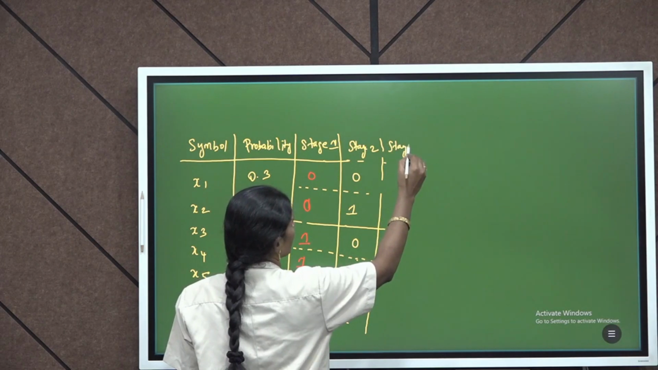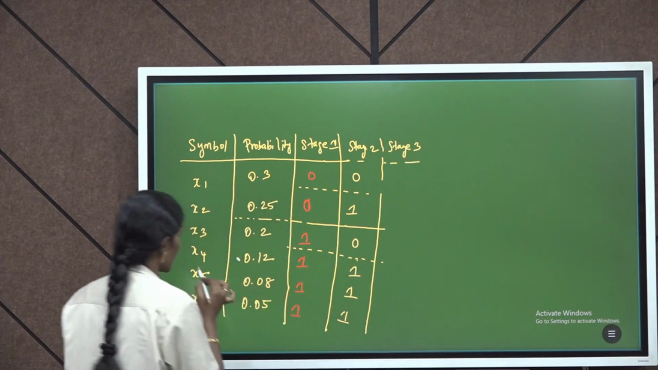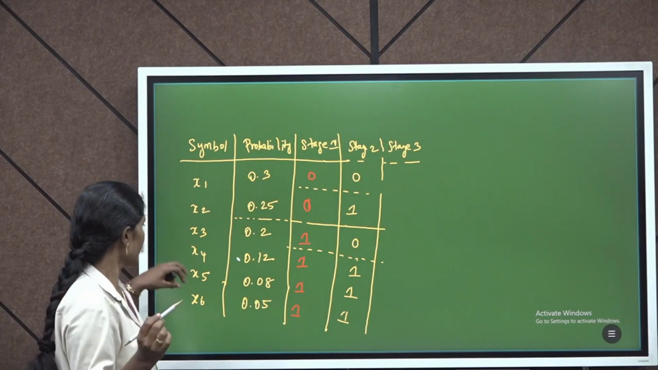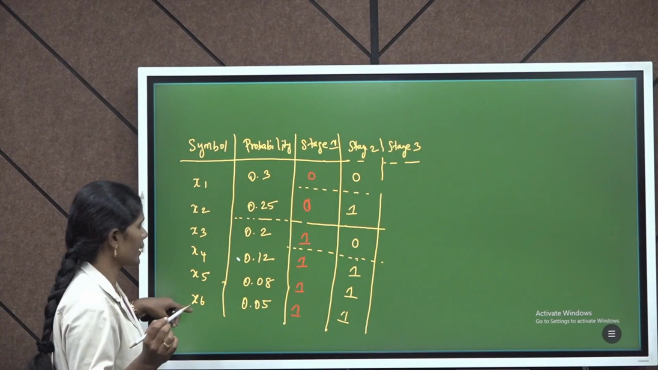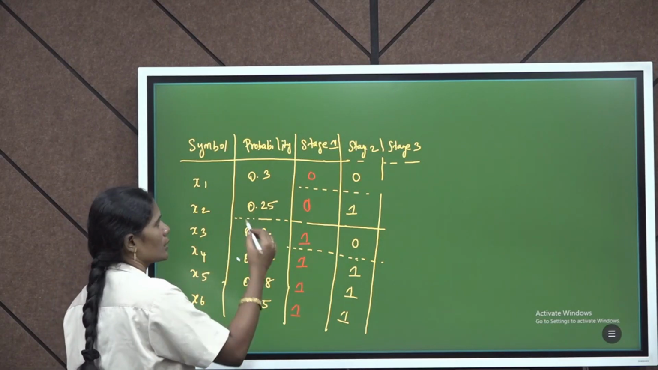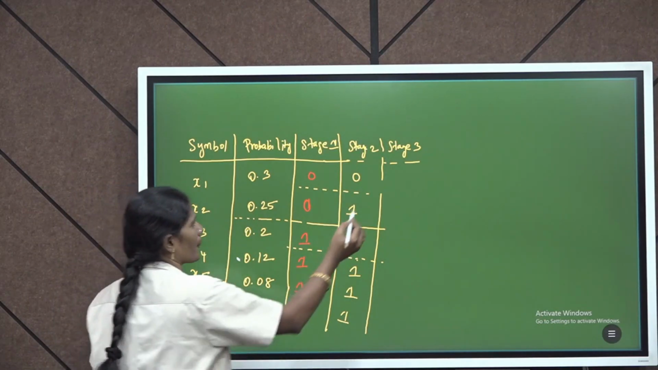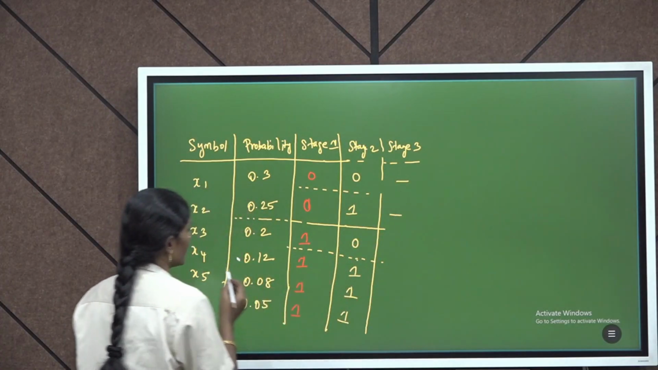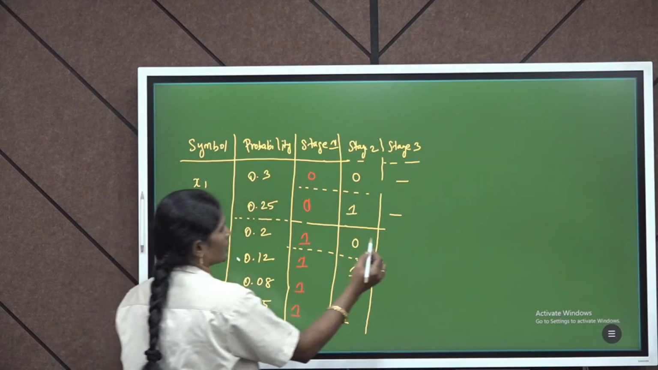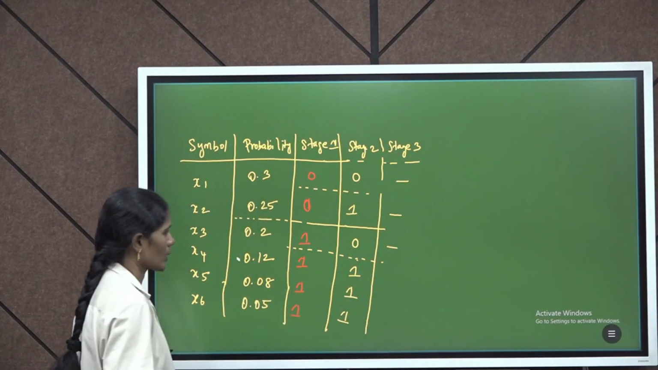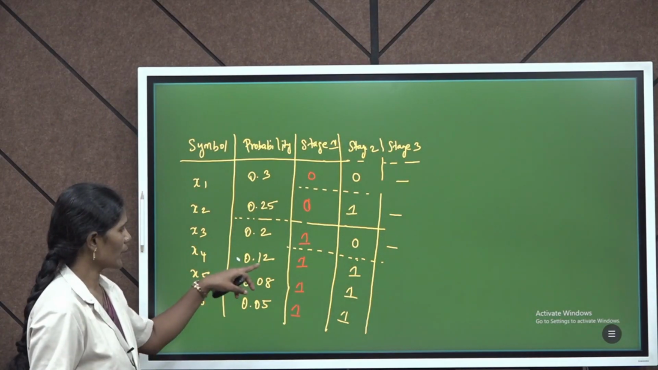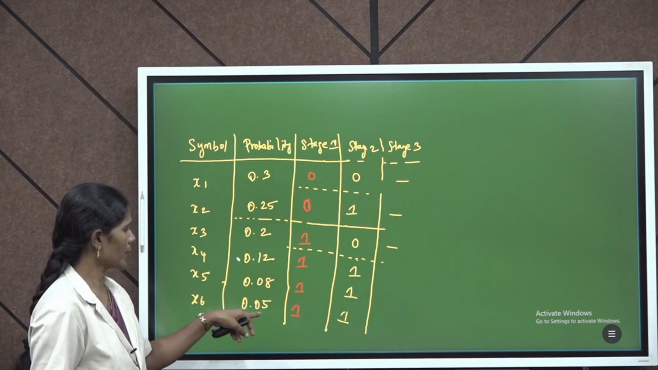So, we can go for stage 3 for x4, x5, x6. Stage 3 is needed for splitting the messages x4, x5, x6 alone. So, x1 no division required. For x2 also no further subdivision required. For x3 no subdivision required. So, in this x4, x5, x6 the probability values are 0.12, 0.08 and 0.05.